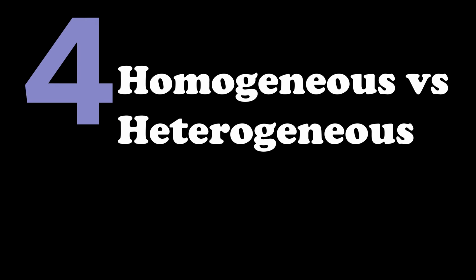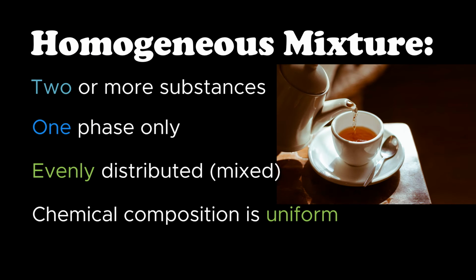We'll finish up this video by characterizing mixtures and separating them into the categories of homogeneous and heterogeneous. A homogeneous mixture contains two or more substances in one phase. The chemical composition is uniform because the substances are evenly distributed. This example of brewed tea has more than two substances, only one phase, which is a liquid, and a uniform chemical composition.